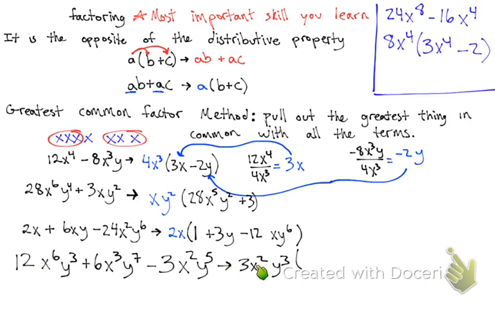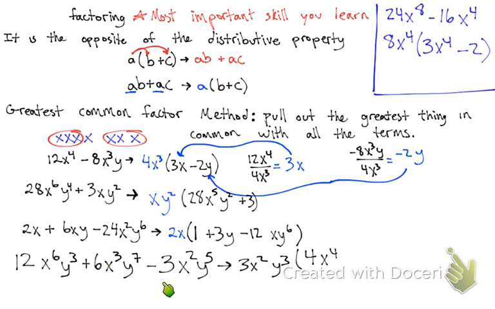So 12 divided by 3 gives you 4. With the x's, you have x^6 and you divided out x squared, so that means you have x^4 left over. And then with the y's, they're gone because you had y cubed and you took out all 3, so there are no more y's left for this first part.